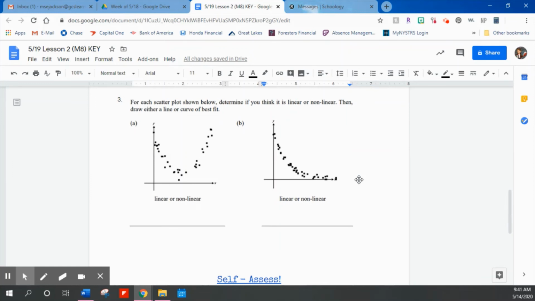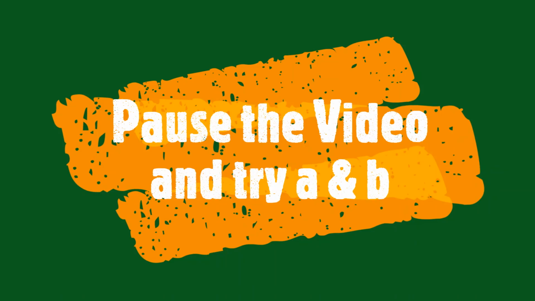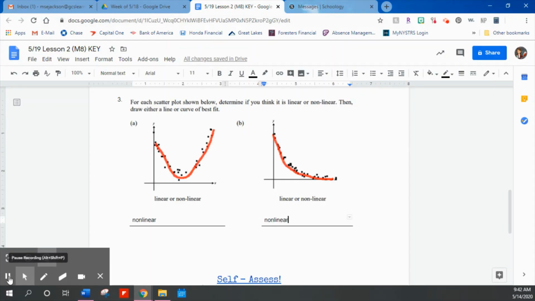And let's move on. Number 3, for each scatter plot shown below, determine if you think it is linear or nonlinear. Then draw either a line or curve of best fit. So if it's nonlinear, we can still draw a curve in this case that will best fit the data. So what I want you to do is pause the video and do that on your own. You don't need to draw your curves of best fit, but kind of just think about what it would look like. Okay, check your work with my work. Again, my lines, or in this case, curves of best fit are not great just because I'm doing this with a mouse. So just keep that in mind, they're not perfect, but both of these are actually non-linear.